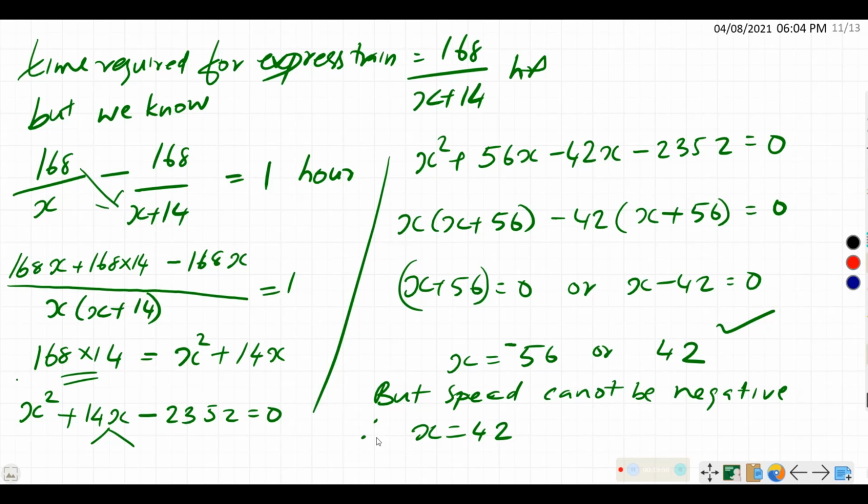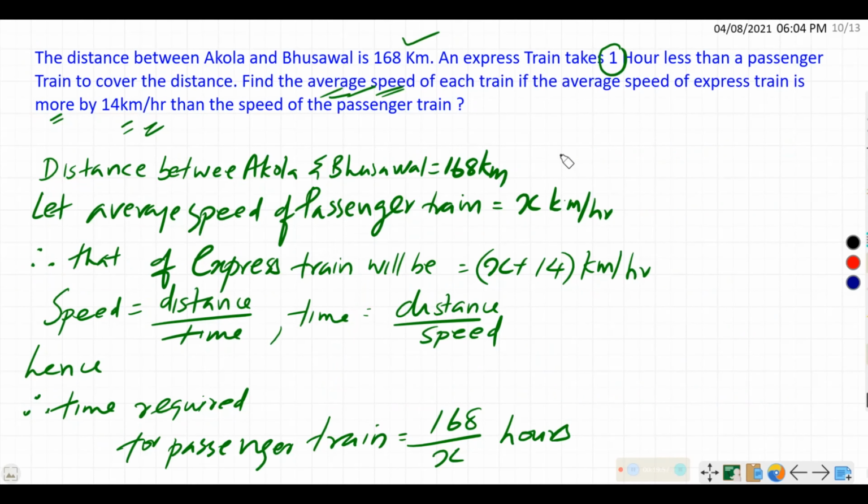And going back, we can check this also, or we can simply substitute the value in the question given. Here we got x as, where is it? Yes, 42 kilometers, and plus 14 kilometers is the extra speed. Naturally, it becomes 56. Okay, that is the answer. My dear students, this kind of interesting question will come in the board exam again and again.